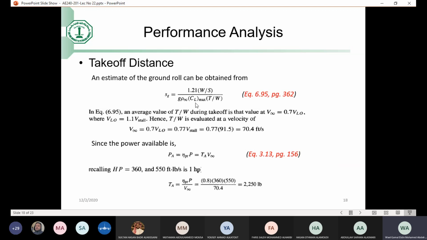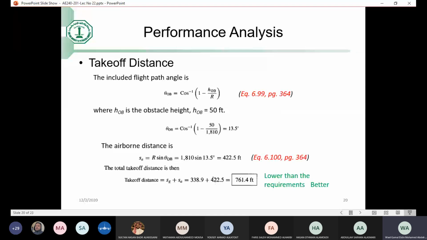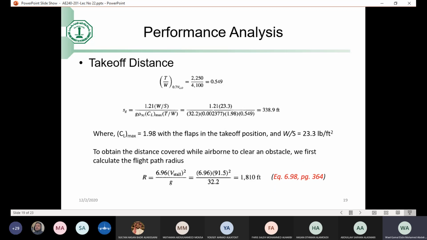The same for the takeoff distance. These are exactly the same thing, but in the takeoff distance, the unknown was the thrust to weight ratio. But now I have the thrust to weight ratio, or the power to weight ratio. So the unknown is the takeoff distance. And it's again 761. It's better than we had before. So for landing and takeoff and stall, things are better. What about the other requirements?